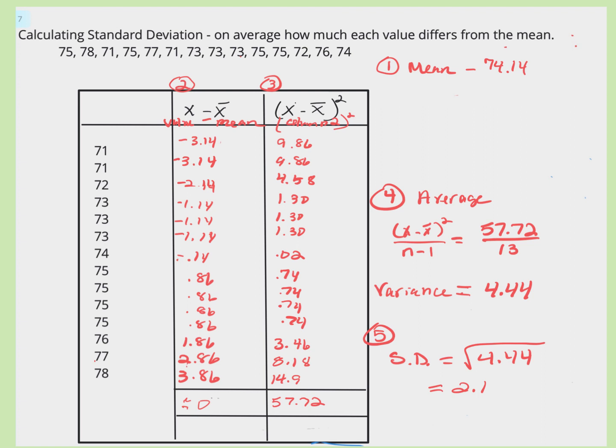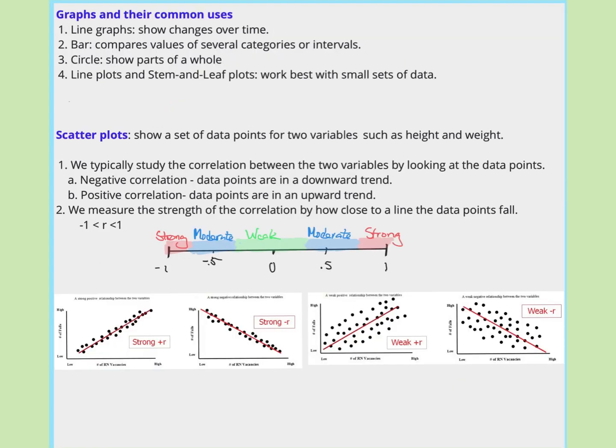So that standard deviation is on average how much the values vary from the mean. We can say on average these heights are 2.1 units or inches, whatever our measurement is, from the mean. And that's the 5-step process we use to calculate the standard deviation. We'll look at another example here in a minute.